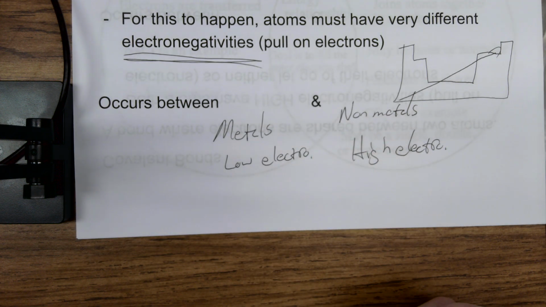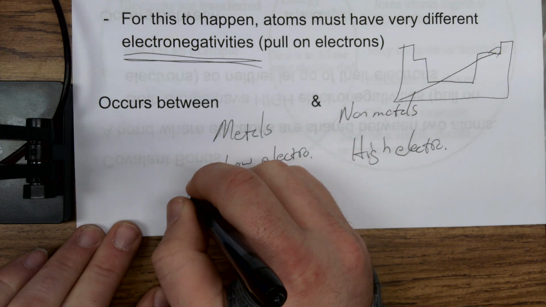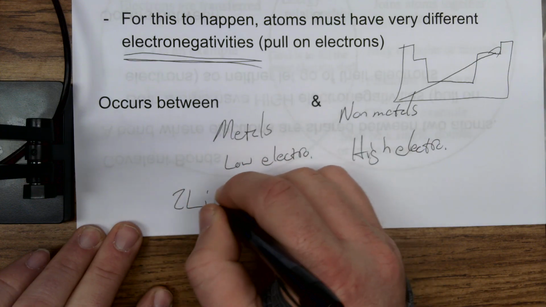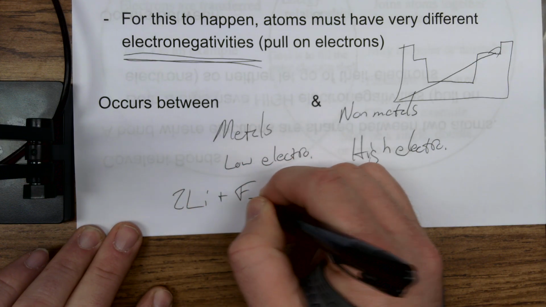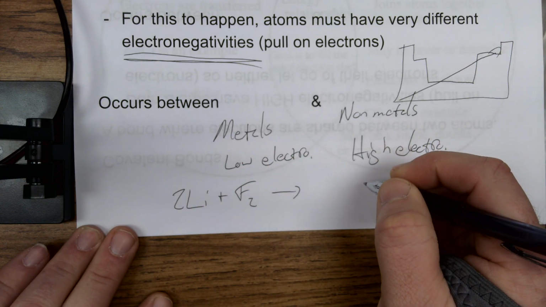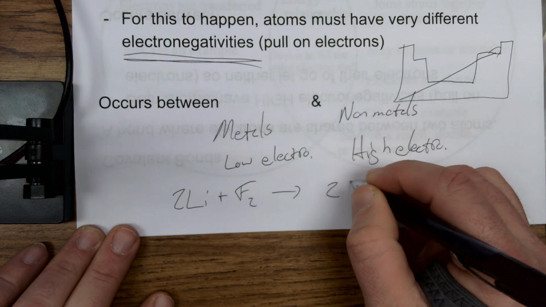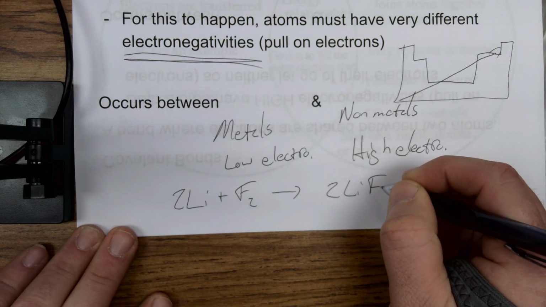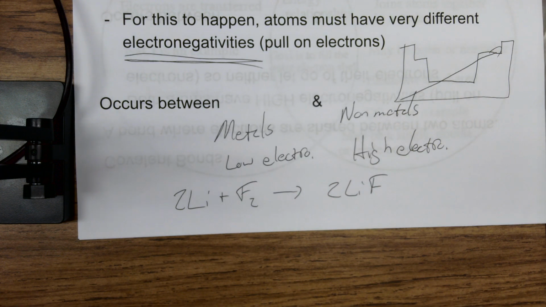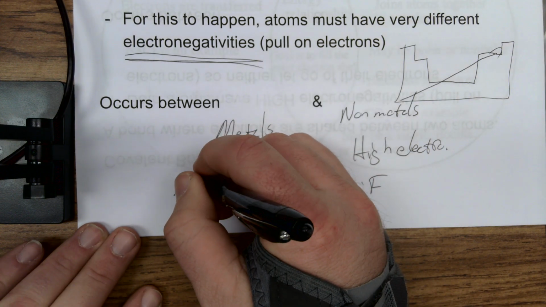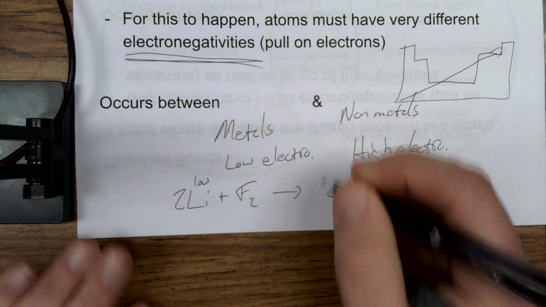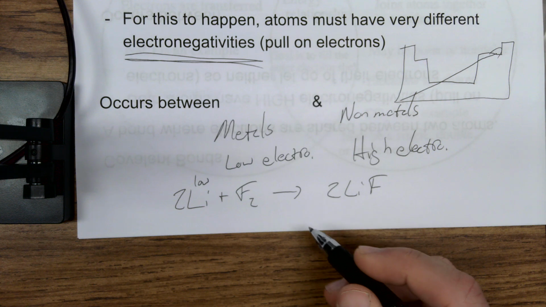So an example of this would be lithium plus fluorine would give me lithium fluoride. Which one has the lowest electronegativity? The lithium or the fluorine? Lithium would, right? So that means fluorine has to have the high one, right?